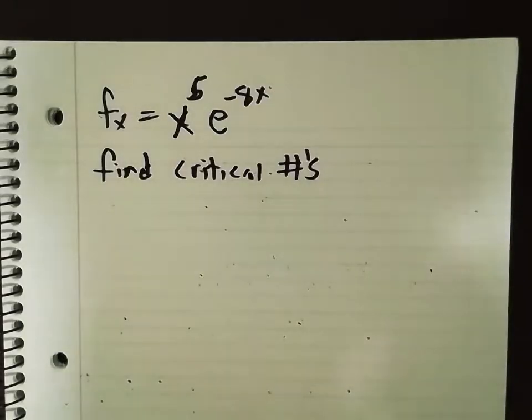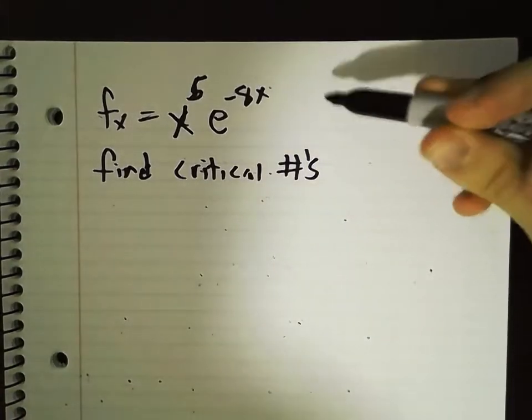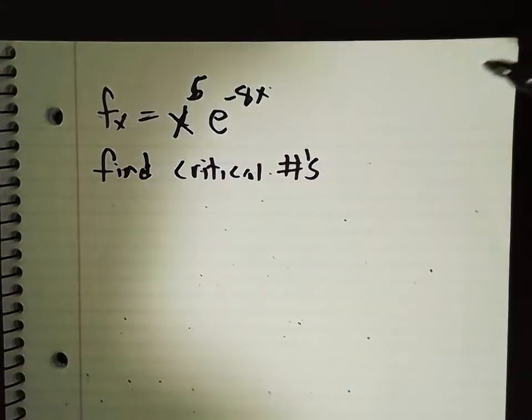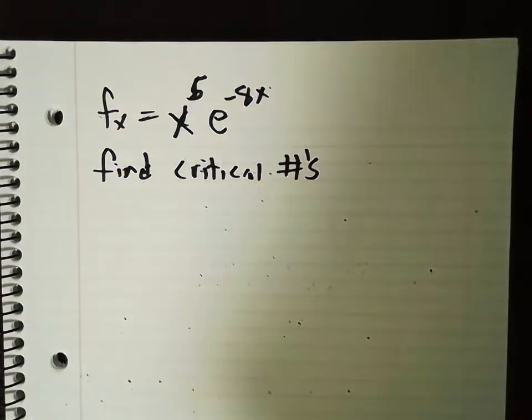Okay, so for this one we need to find critical numbers. Critical numbers appear anywhere for the first derivative where the first derivative equals 0 or is undefined. So first things first, we need to take the first derivative.